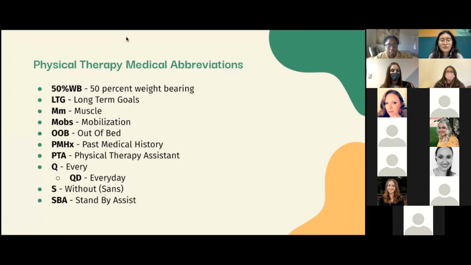S without the SANS. I'm not a physical therapy major, so I'm not completely sure what that might be, but if anybody does know, feel free to explain that. SBA, standby assist, which is the person assisting is not touching the person. They're kind of just standing around to make sure the person, like if they lose balance or something, they can go and assist.